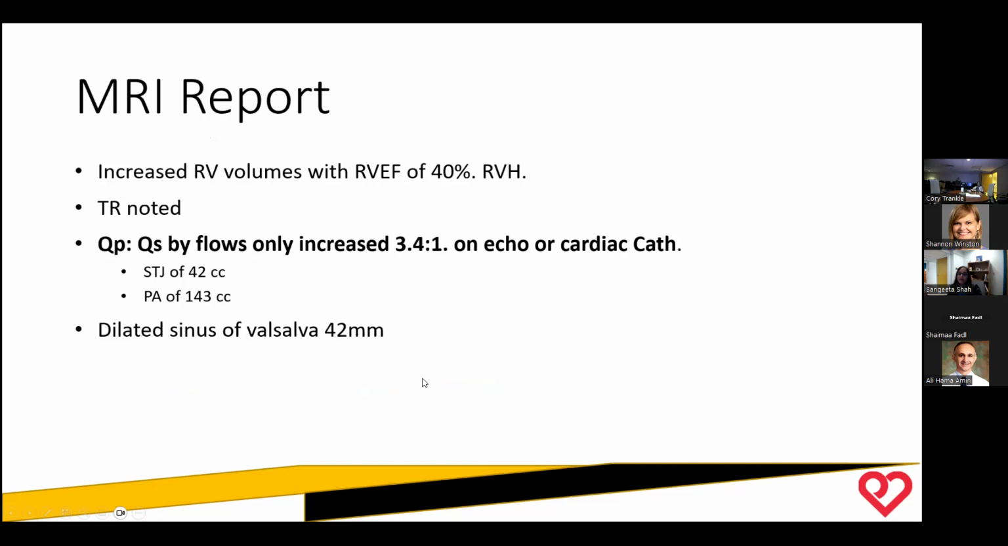Thanks. So his RVEF was 40%. He definitely had RVH. Once again, his TR wasn't as bad visually as in the first patient. But what was interesting is his QpQs was significantly increased. He had a QpQs of 3.4 to 1. I think this leads us to say that he needs an echo and a cardiac cath. He had a sinus of Valsalva of 42 millimeters.